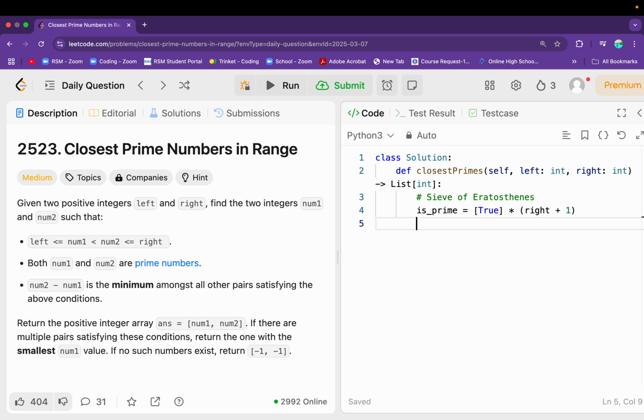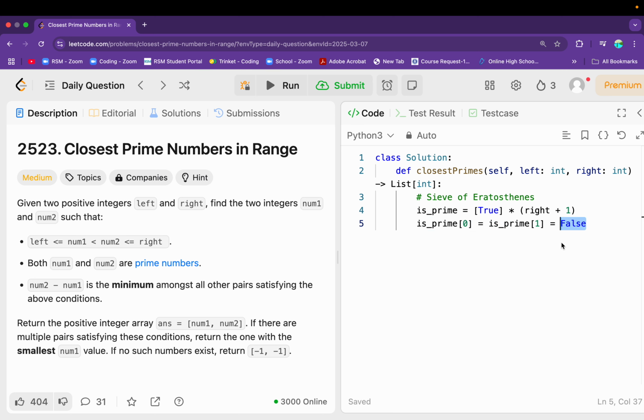Now, first, let's get our base cases out of the way, right? Is prime at 0, that's our initial base case, and that's also equal to is prime at 1, the second base case. They both have to immediately be initialized to false. This is what we build off of for future values. We know for a fact 0 and 1 are not prime numbers, and so we set their Boolean value in the is prime list to be false.